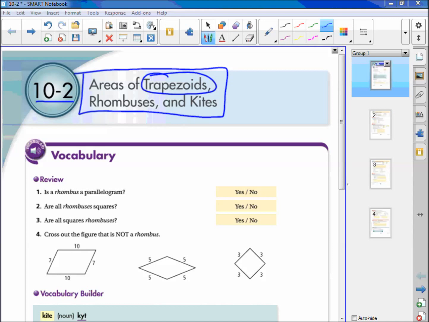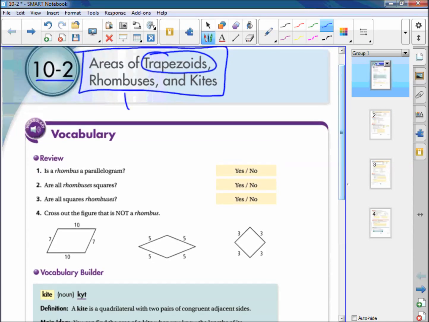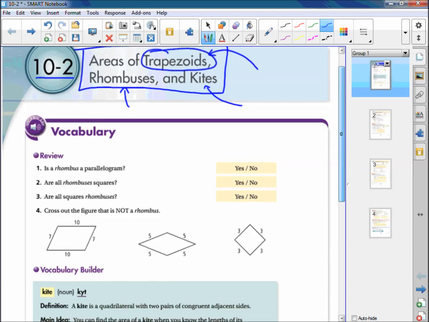So remember, a rhombus is a four-sided figure where all of the sides are the same length, so all sides are congruent. It doesn't say anything about angles. And a kite is a four-sided figure where consecutive sides are congruent. We have two pairs of consecutive congruent sides, okay? Just two pairs, not all of them are congruent. And then a trapezoid has only one pair of parallel sides, okay? So one pair of parallel sides only.